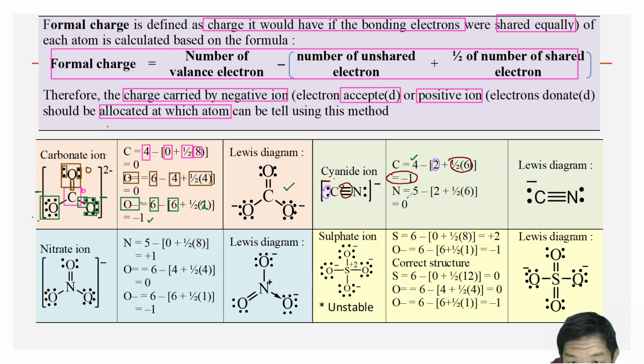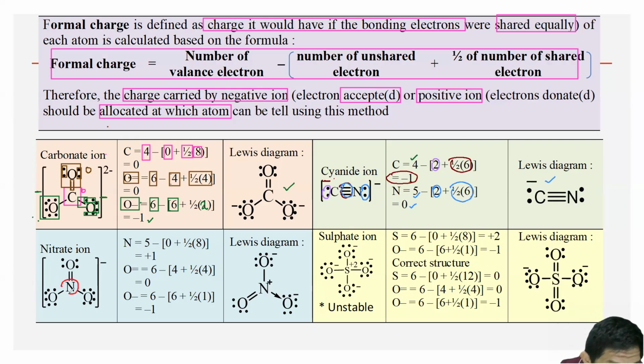Okay. So as for nitrogen, valence electron is 5. Okay, so you have one unshared pair, therefore 2 plus half times 6 of the bonding electrons. So 5 minus 2 plus 3 equals 0. So the formal charge in the negative here belongs to carbon, and this is the way of how you should draw cyanide ion.